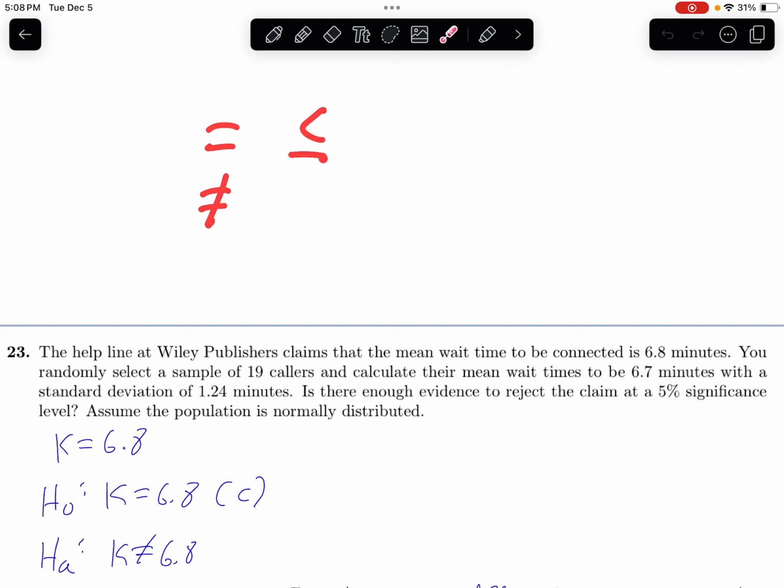Less than or equal to has an opposite which is greater than. Greater than or equal to has an opposite which is less than. But again, it depends on what's given to you, where the claim is located based on what the statement says. Whether it's equal or not equal, that means that goes into the null. If it's equal, not equal, goes into the alternative.